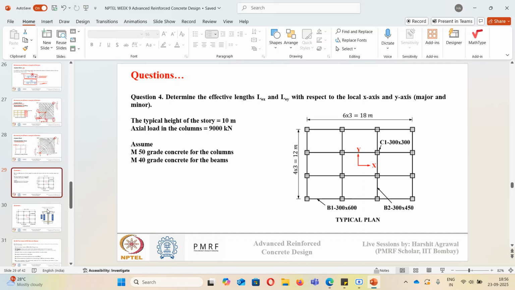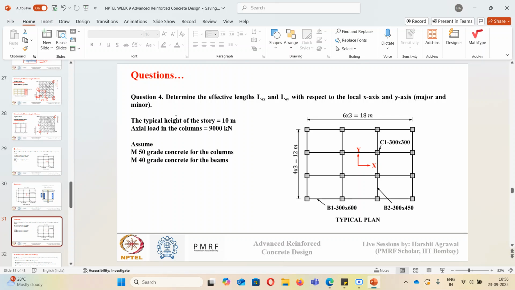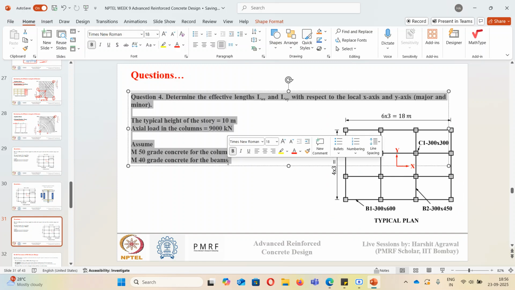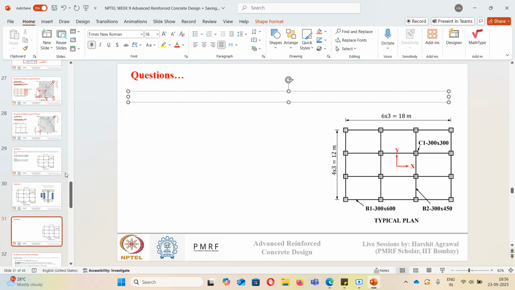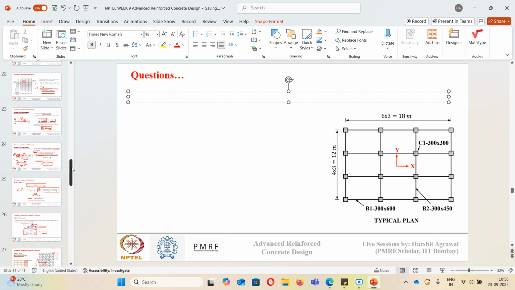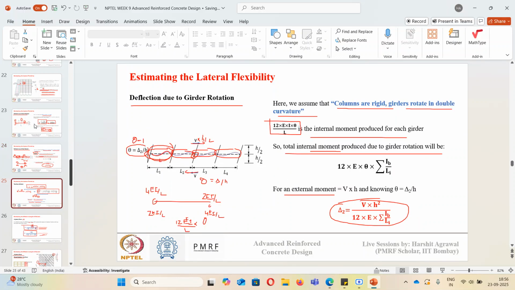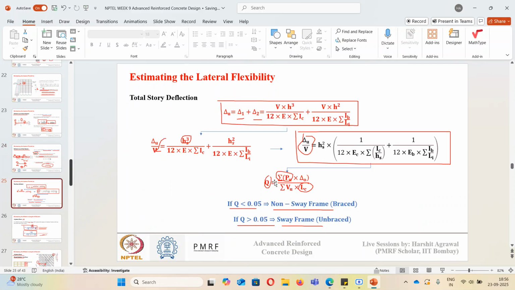I will just duplicate the slide and move ahead. I will move it on the side. So we know the formula for stability index. I will just copy the formula. So I know stability index Q is given by this formula.